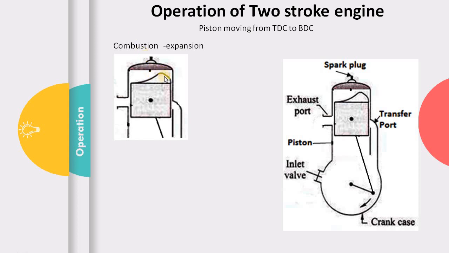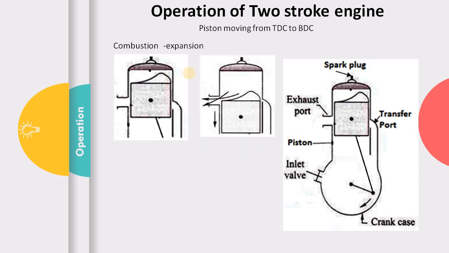So during this expansion, the piston starts moving from TDC towards BDC. So the piston is moving from TDC to BDC. So it is moving down. So this is the effective expansion stroke moving from TDC towards BDC.